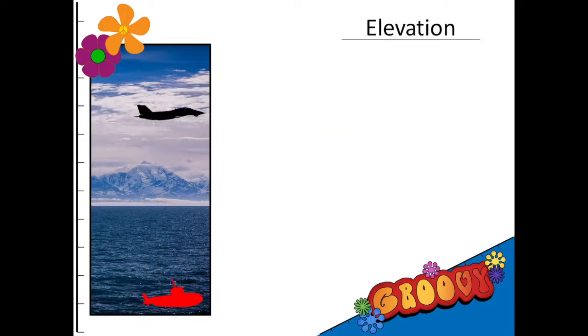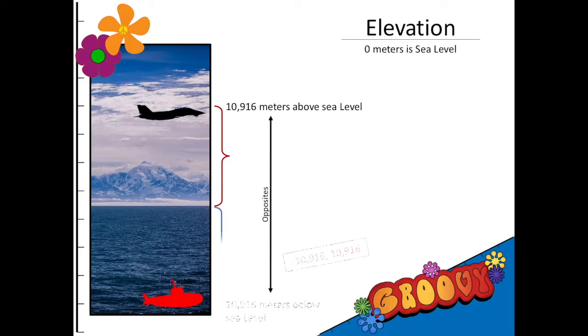Elevation is another example. Again, as you may know, 0 meters is called sea level. 10,916 meters above sea level is a nice cruising altitude for airplanes. The opposite of that is 10,916 meters below sea level. But few submarines ever go that deep.